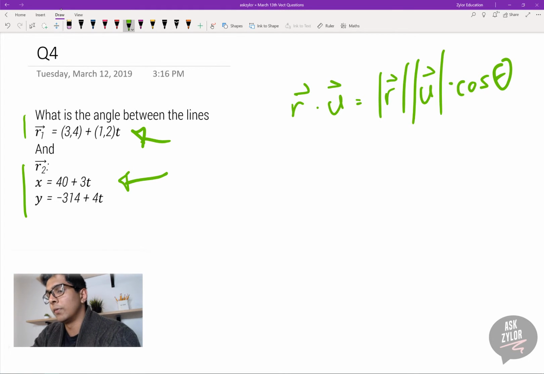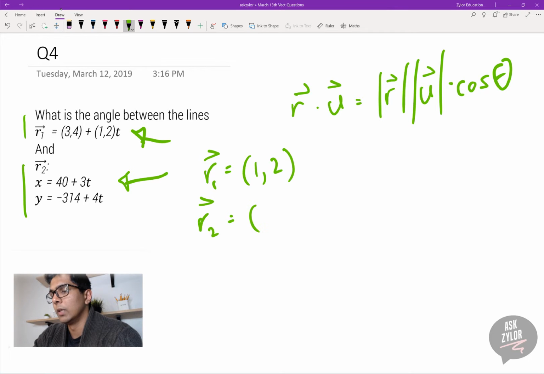So what I need from each of these equations is a direction vector. My vector equation already gives me a direction vector, so I'm going to use it the way it is. I have 1 and 2. I'll say this is R1, and my R2 has the direction vector associated with the parameters, so it's going to be 3 and 4. So now I have two vectors, and they ask me to find the angle between the lines.